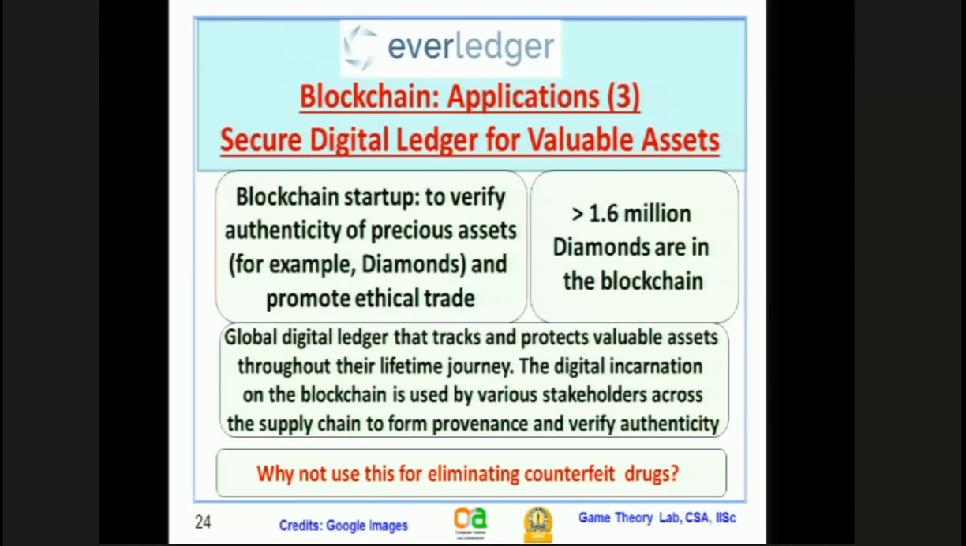Now, you can prove the provenance, the origins of this particular product, and also verify authenticity.